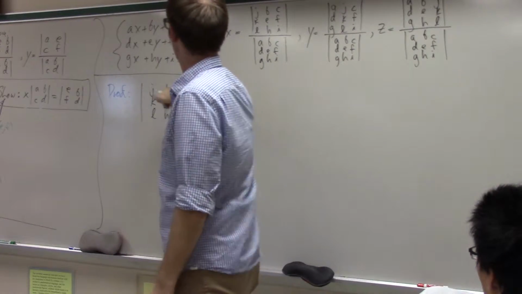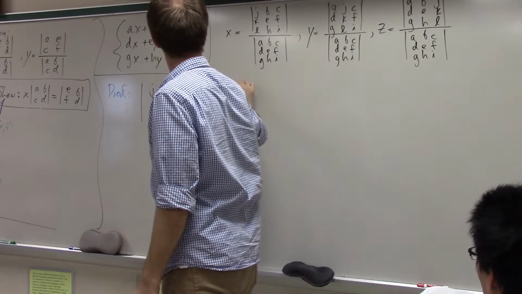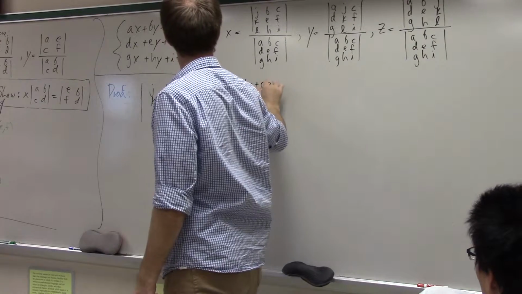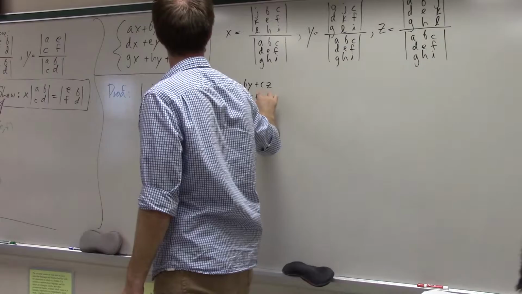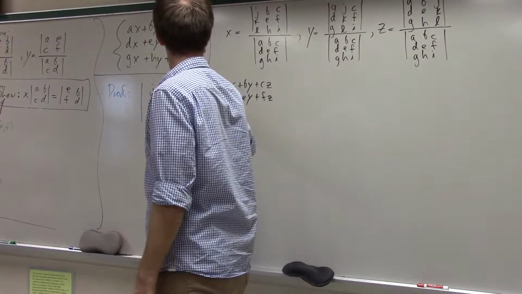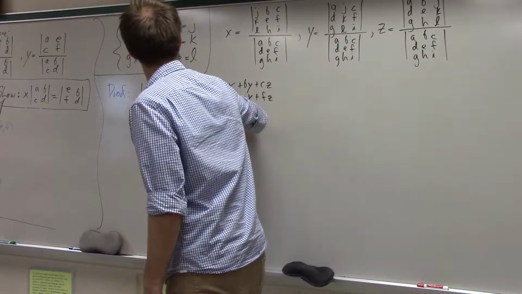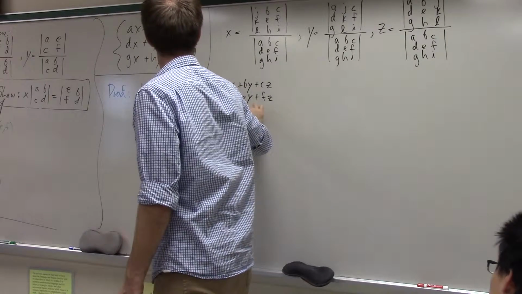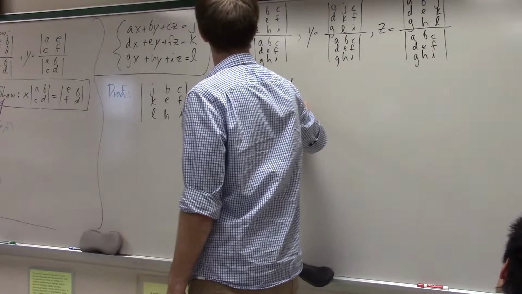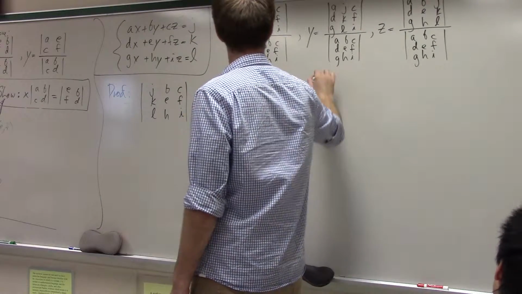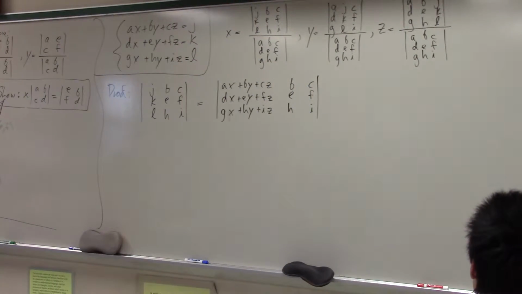Yeah, so in place of J, I'm going to write AX plus BY plus CZ. In place of K, I'm going to write DX plus EY plus FZ. And I have GX plus HY plus IZ. Okay, and I have B, H, C, F, I. So I have this disgusting determinant, which I hope to reduce somehow.